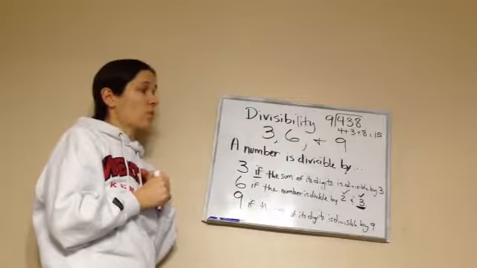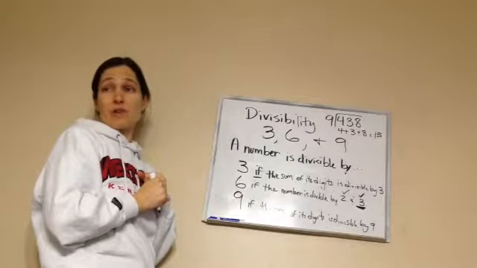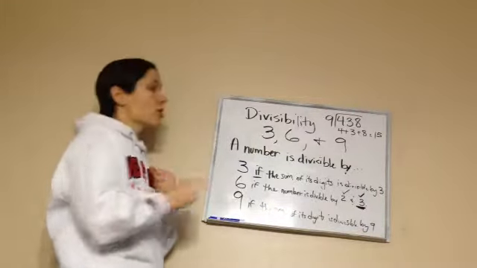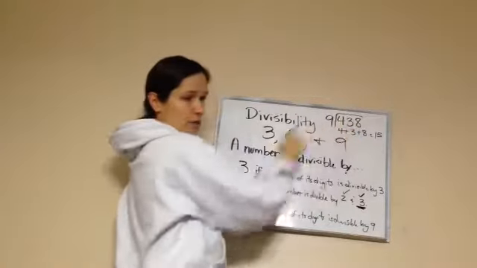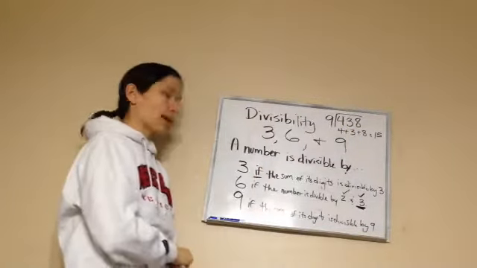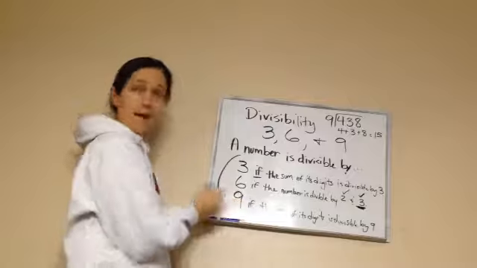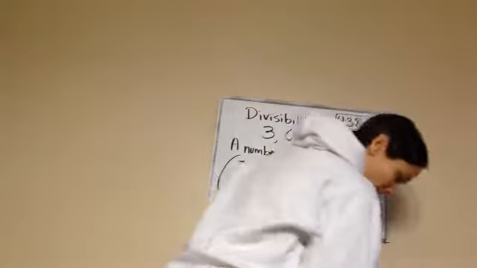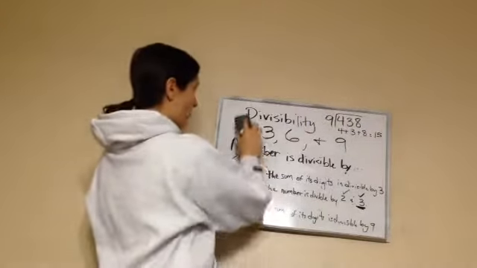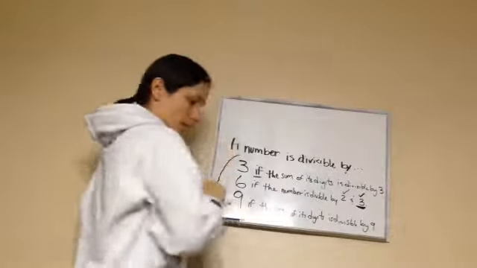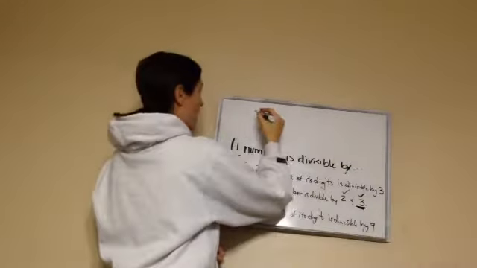9 times 1 is 9. 9 times 2 is 18. We've already passed it. No. So, is 438 divisible by 9? No, it's not. Okay? You see how we did that? Yeah. All right. Now, you ready? We're going to try one number and see if it works.